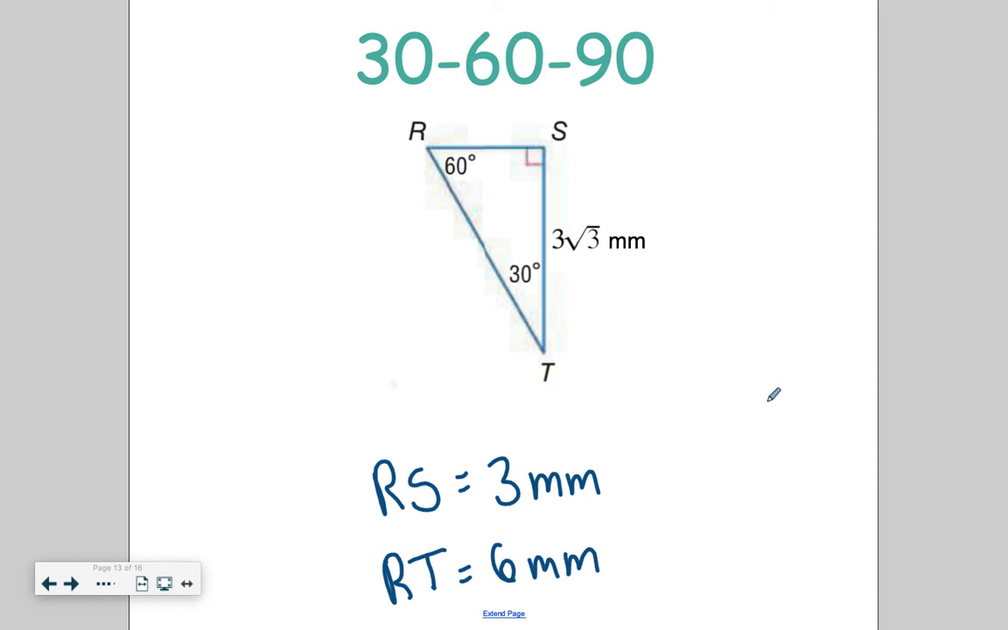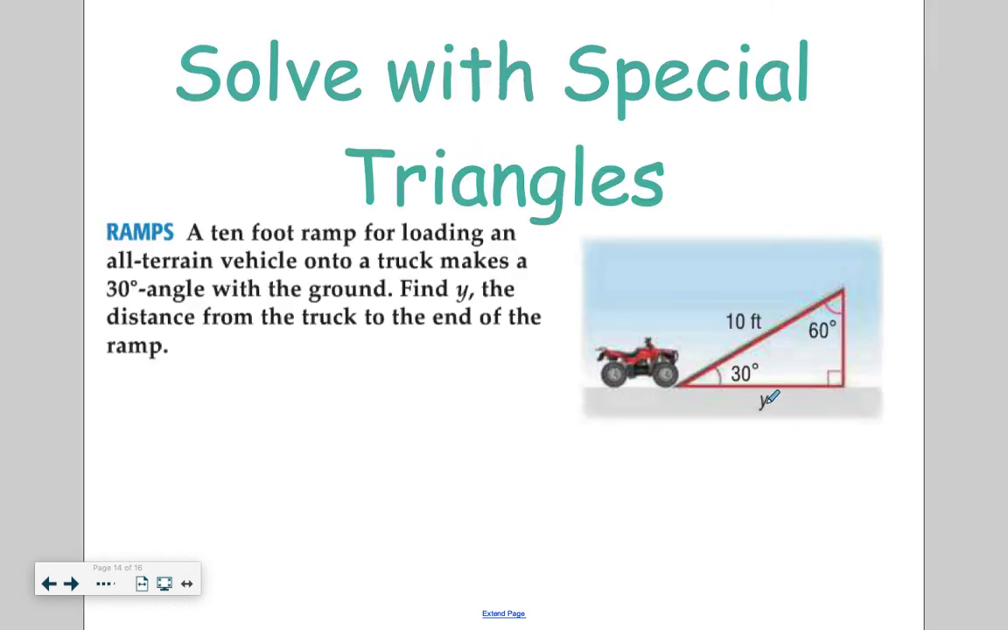So the key with both the 45-45-90 triangle and the 30-60-90 triangle is really remembering the patterns and being able to apply them. So for example, a 10-foot ramp is loading an ATV onto a truck that makes a 30-degree angle with the ground. We are trying to find y, which is the distance from the truck to the end of the ramp. So they give us the hypotenuse of a 30-60-90 triangle.